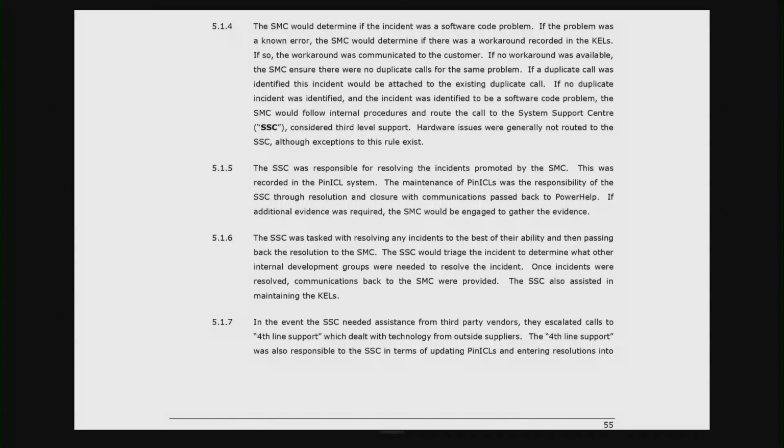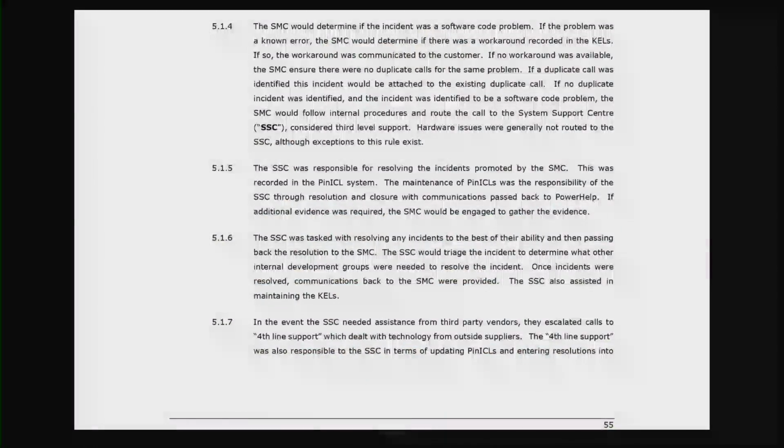That is correct. And if additional evidence was required to resolve the issue, the third level support, System Support Center, would be engaged to gather the evidence. The second level would be engaged. Yes, the second level, yes. In the event that the SSC third level needed assistance from third-party vendors, would they escalate calls to the fourth line support, which dealt with technology from outside suppliers? Yes.